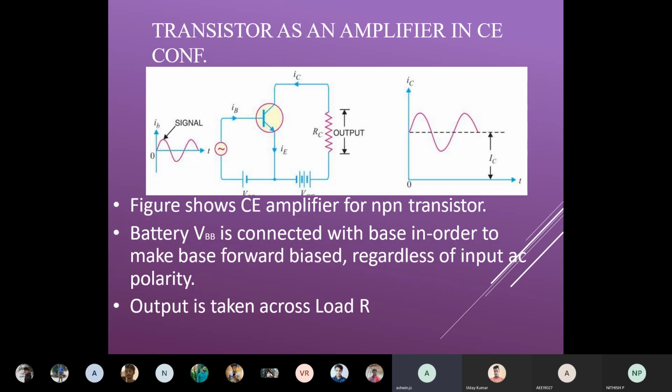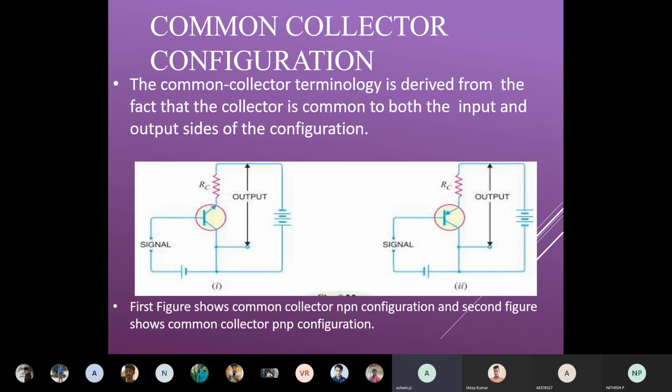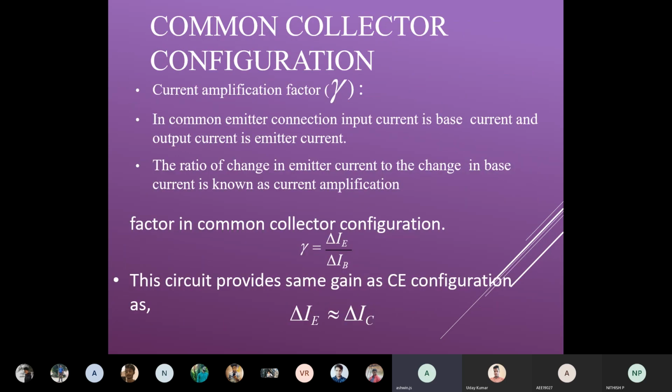So totally 3 configurations. Guys, any doubt in the 3 types of configuration? Common base, common emitter, and common collector. Any doubt is there? See, for common collector also, you can draw the input and output characteristics, which will be similar.